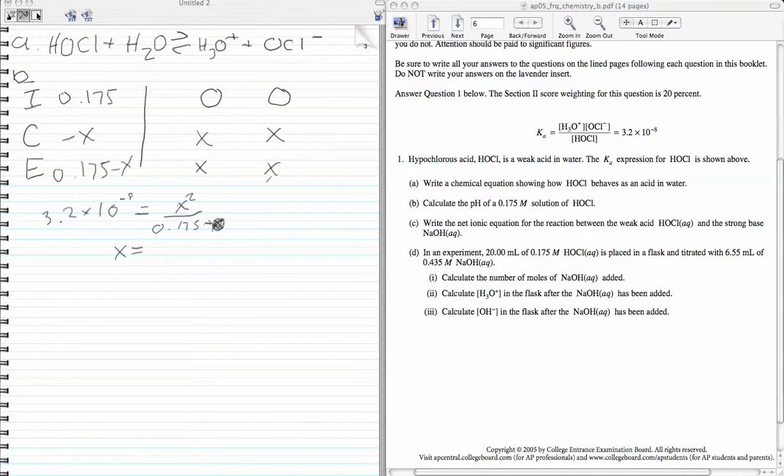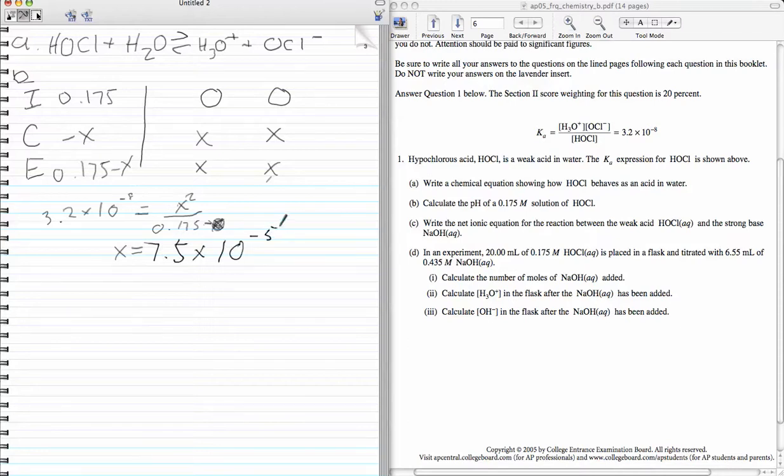Okay, and again the x there is going to be 7.5 times 10 to the negative fifth. So we have that, it comes out to 7.5 times 10 to the negative fifth. So that's obviously a small value for our x, and that's our H3O+ or H+ concentration. So that's probably some points right there. But again, they're asking for a pH.